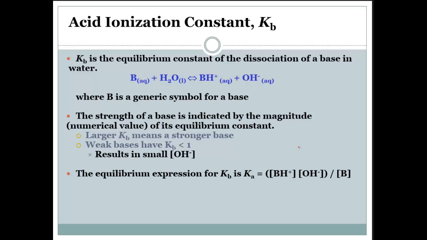Kb is the equilibrium constant of the dissociation of a base in water. So here's our base, B, and H2O. One of the hydrogens from the water comes over to make BH+ and OH-.